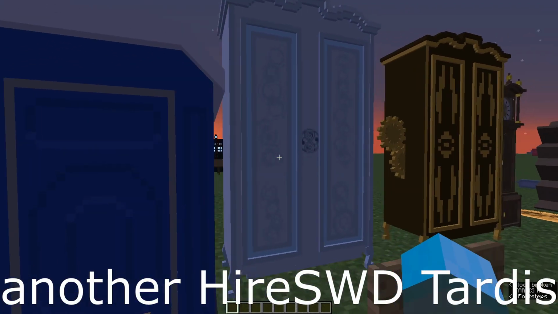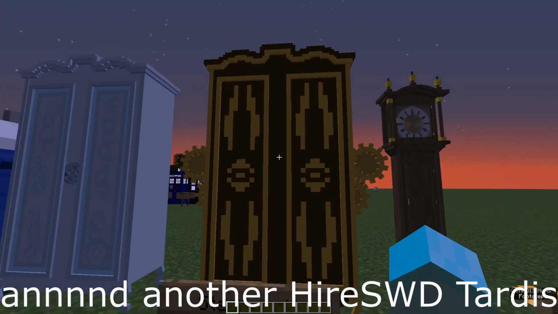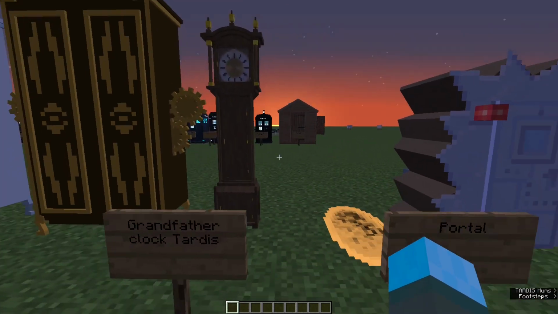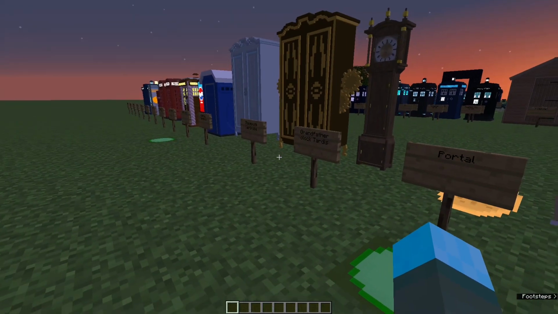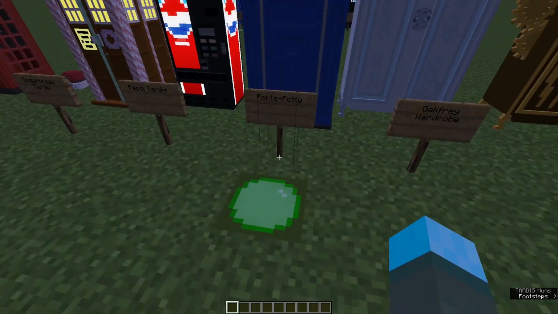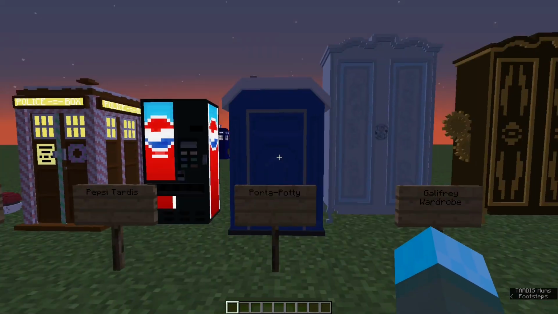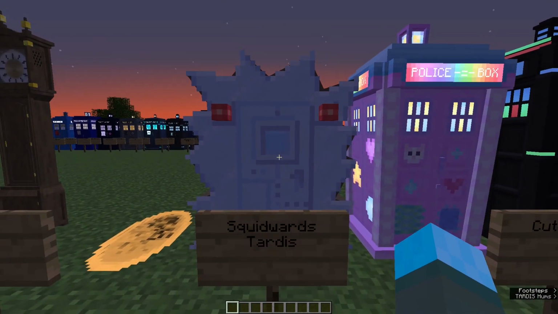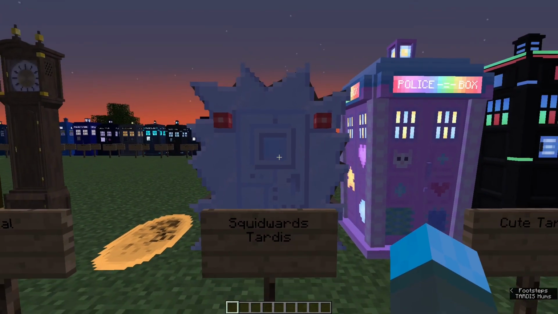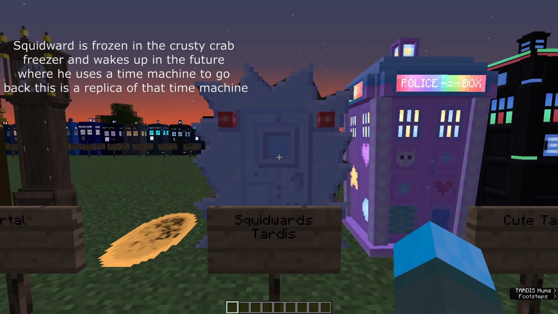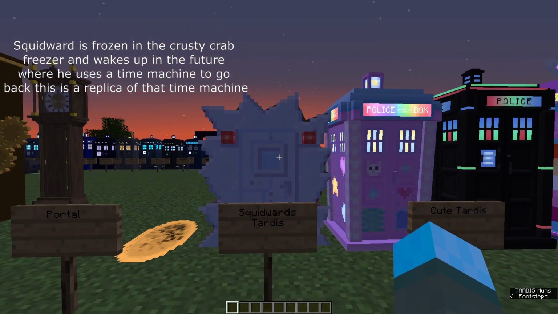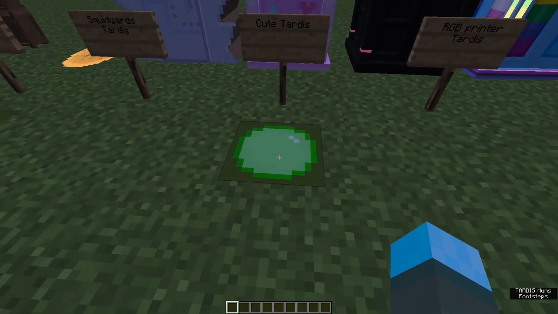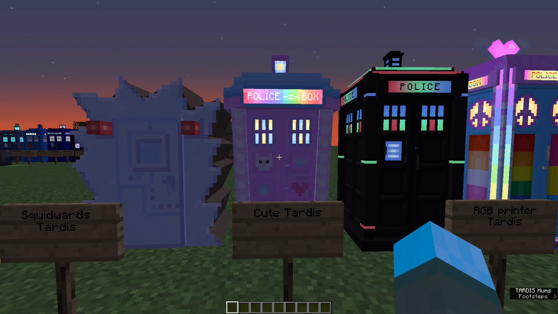Gallifreyan Wardrobe. Steampunk Wardrobe. Grandfather Clock TARDIS. Portal. This is actually a chameleon cartridge. Actually, says the Porta Potty. The Porta Potty is a chameleon cartridge. Squidward's TARDIS, or the SB129 TARDIS, or Squidward's TARDIS as I like to call it. The Cute TARDIS, it's another chameleon cartridge, but only TARDIS.